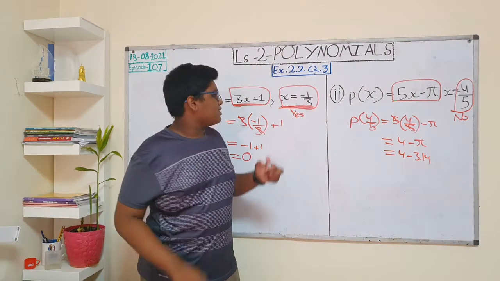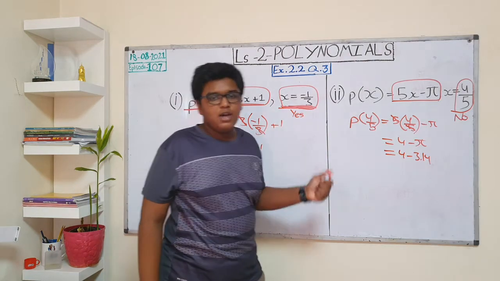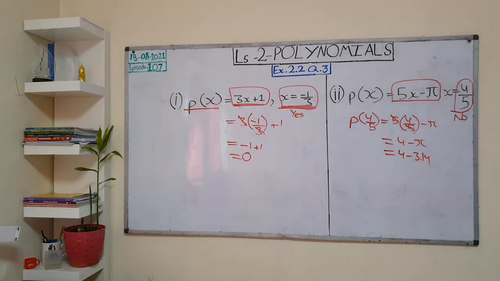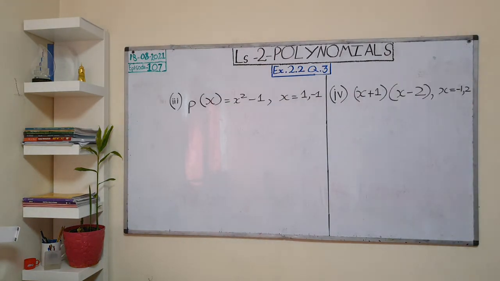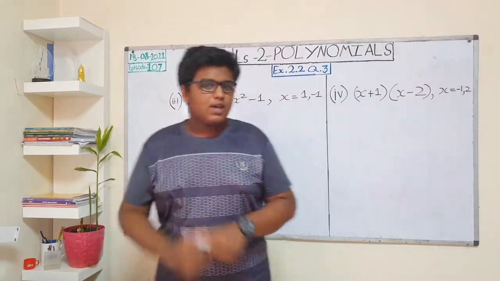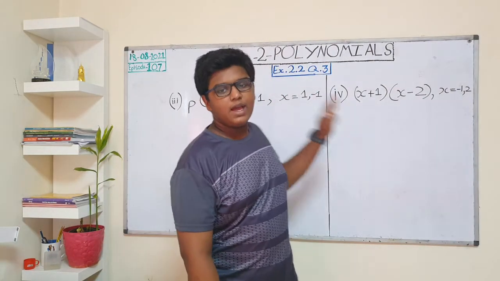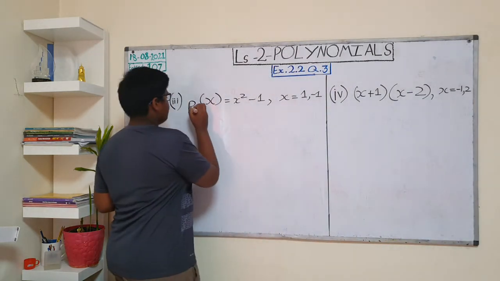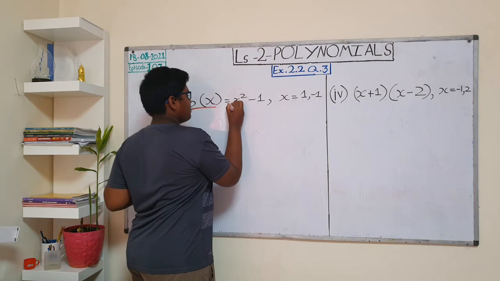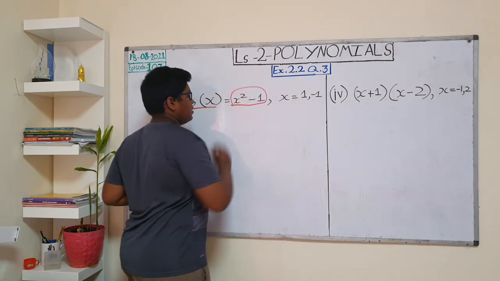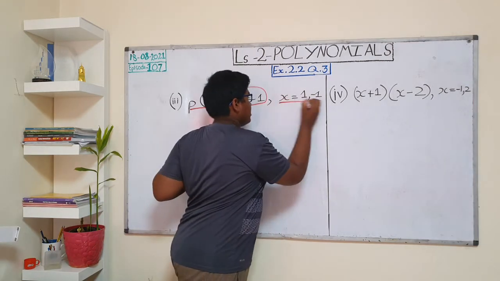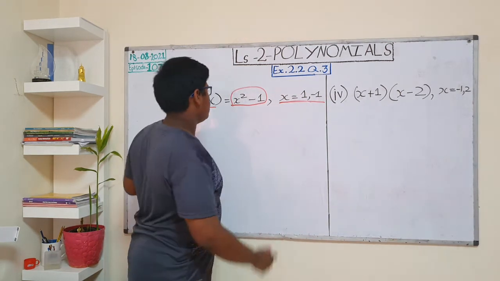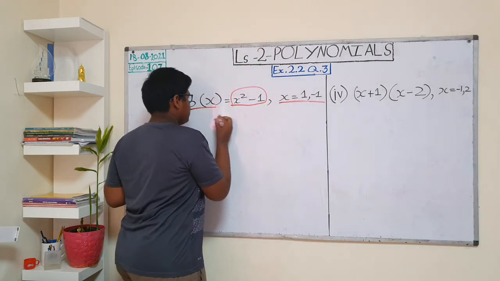Then we will do question numbers 3 and 4 after erasing this. So I will pause this and then continue the video for 3 and 4. Okay, now I have erased that and now we will continue with question numbers 3 and 4 for this video. Question number 3 is P of x equals x squared minus 1, right? This is the question and we have been given two values, so we will do both of them at once. x equals 1 and minus 1.